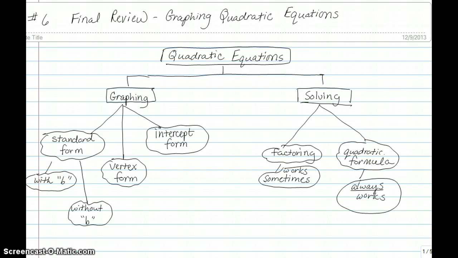We're going to address the solving methods, the quadratic formula and factoring, but we're also, in conjunction with that, going to address the intercept form of graphing because it's related to factoring.